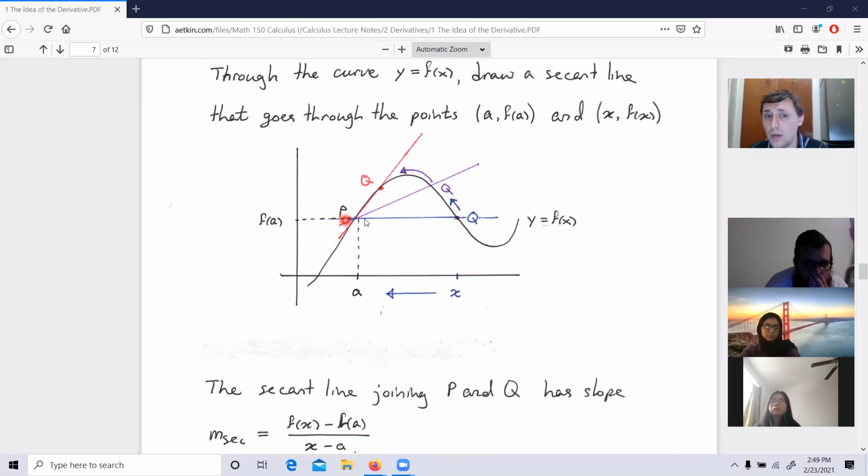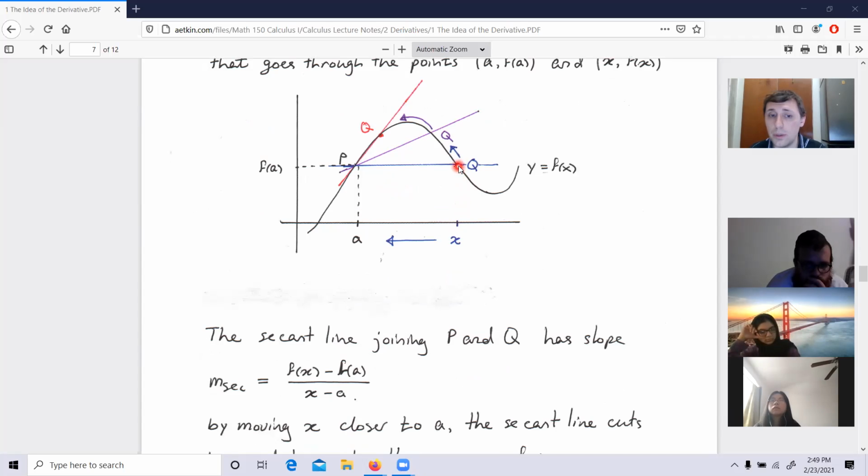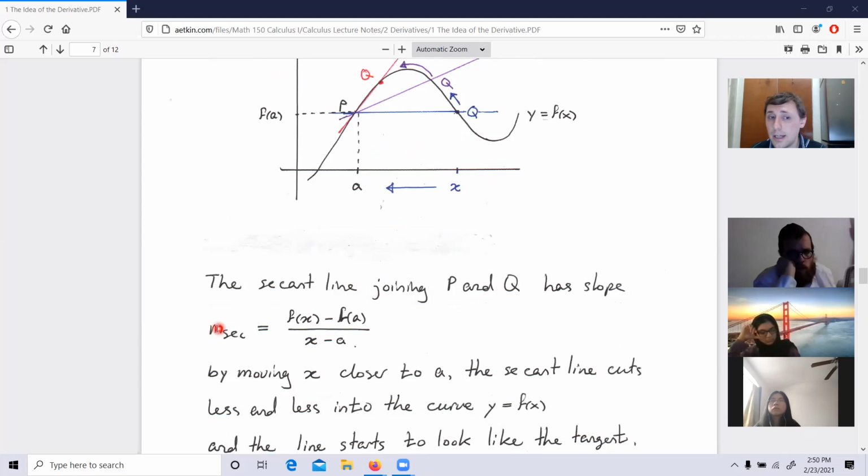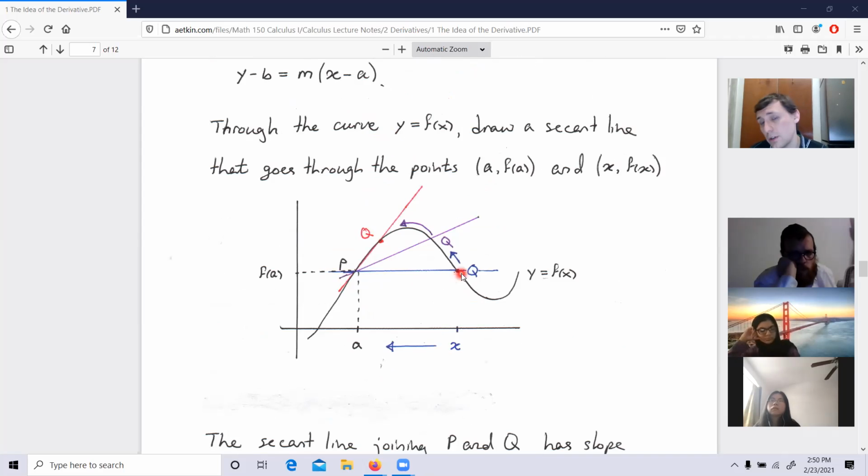I draw a line connecting P and Q, and I can calculate the slope, yes? What is the slope? The point Q is at location x, f of x, on the graph, and the other location is a, f of a. Then I calculate the secant slope: rise, the difference of y coordinates, divided by the difference of x coordinates. But you can see that's clearly not the tangent line because it crosses the curve in 2 points.